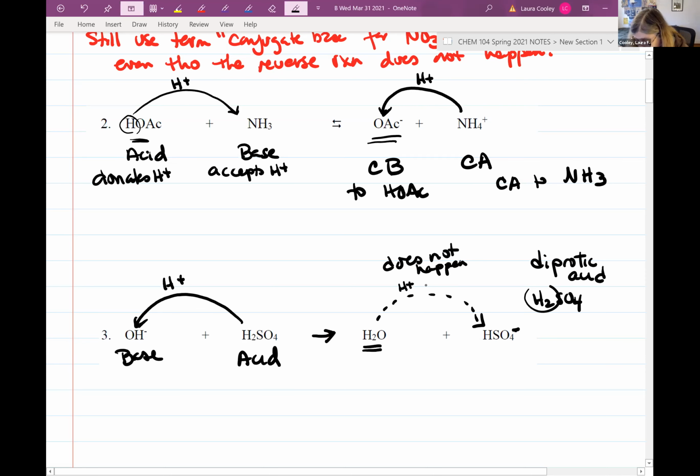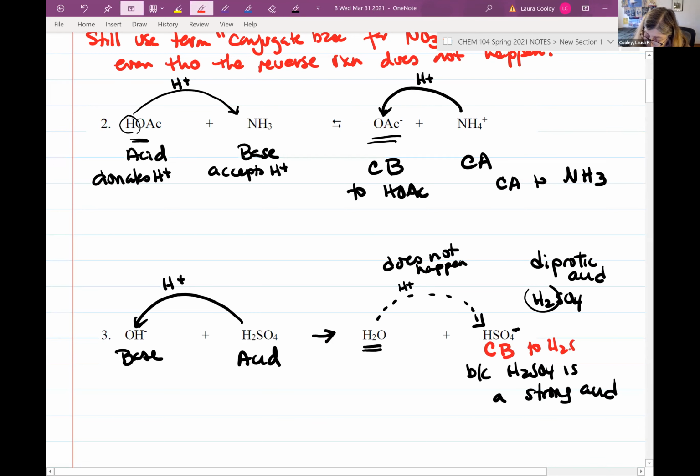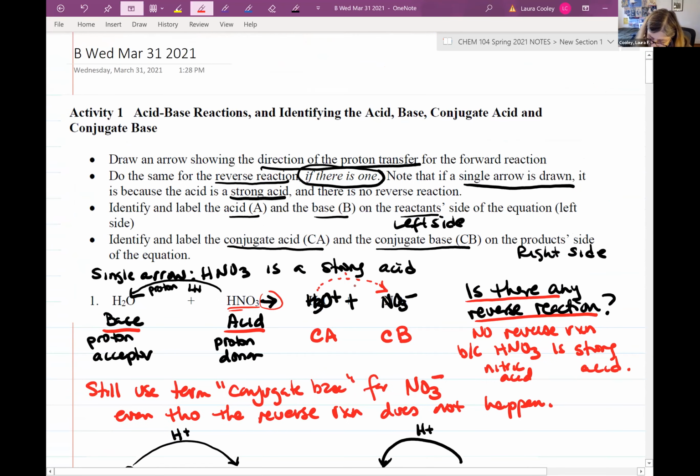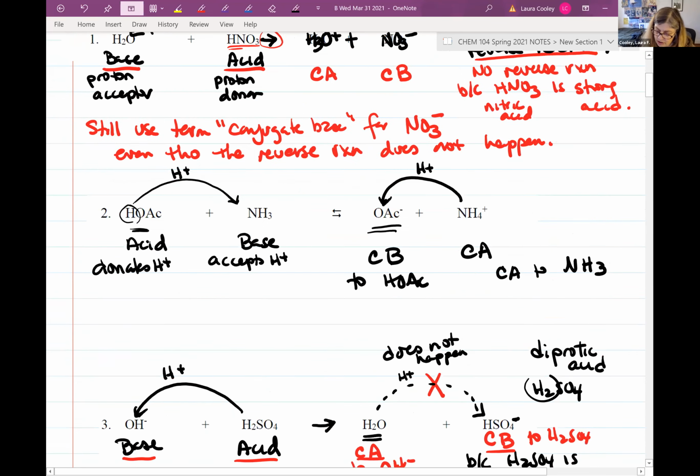The reason it doesn't happen is because H2SO4 is a strong acid, but we still call HSO4 minus the conjugate base to H2SO4. And this is the conjugate acid to hydroxide. They differ by an H plus. So we have base, acid, conjugate base. But this doesn't happen. Just like I should draw a cross here, this doesn't happen either because they are strong acids.